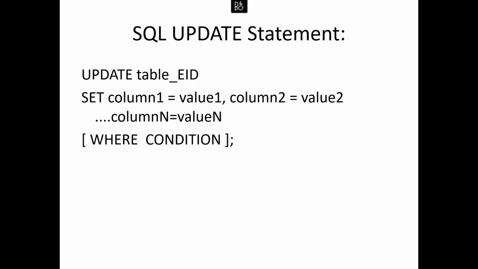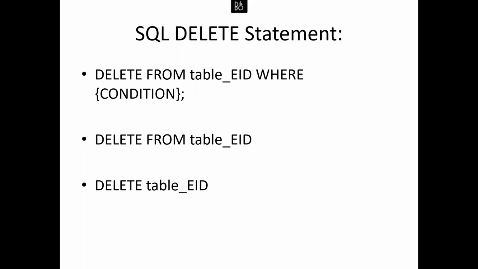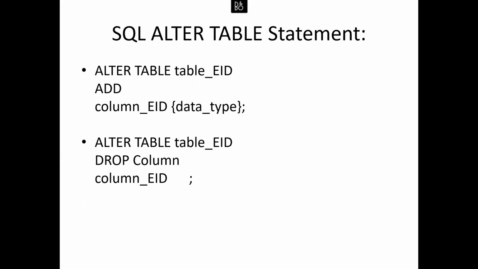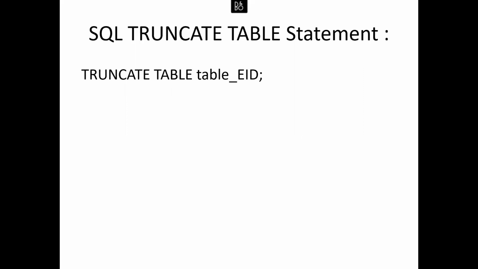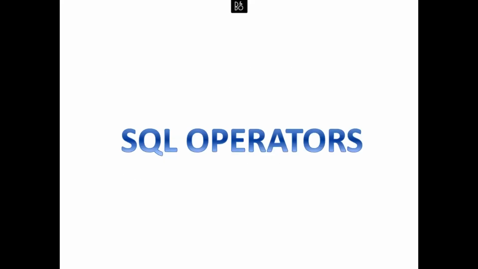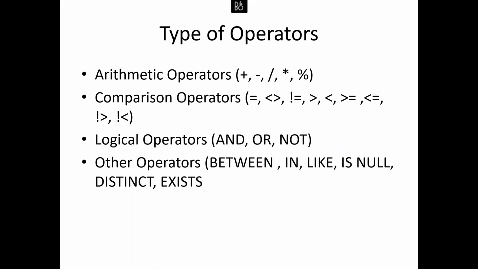And then we talked about the update statement, which is used to make changes to the data, then delete, alter, and the drop statement. We talked about the truncate command, which is used to remove all the records from the table. We saw the various SQL operators: arithmetic, comparison, logical, and other operators. And this was the second assignment.